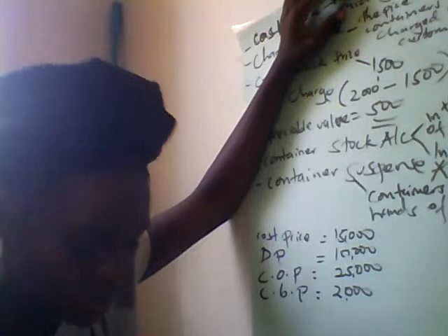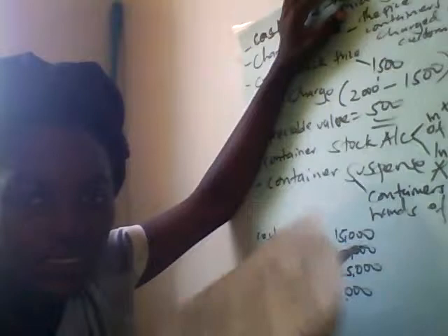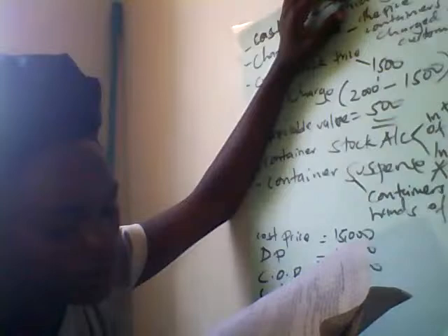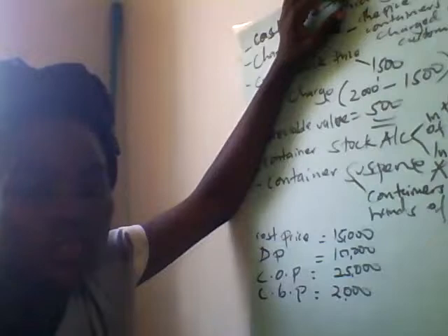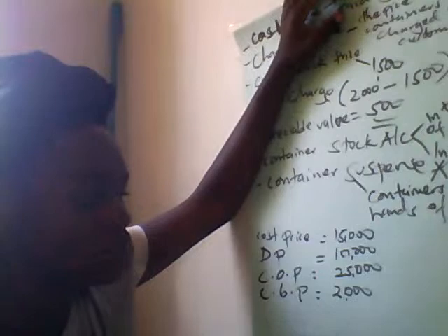Then 36 were retained by the customers. These are containers retained. They did not return them. Then the company incurred 257 in making damaged crates useful. This is repair. They repair the containers. Then required, they want us to prepare the container stock account and the container assets account. So we shall start with the container stock account.